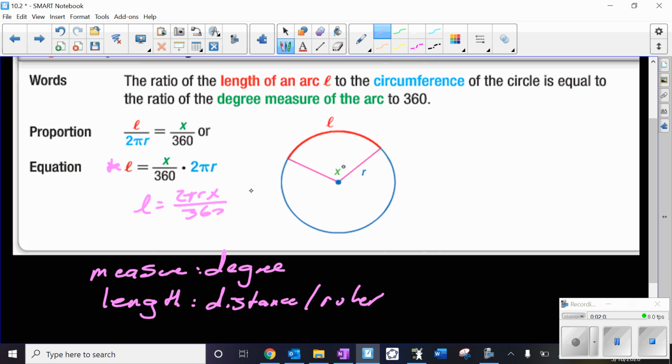So r is going to stand for your radius. Take that up here. r is radius. x is the degree of your arc that you want to find the length of. So it's a specific degree, not always what's listed. You may have to find that.